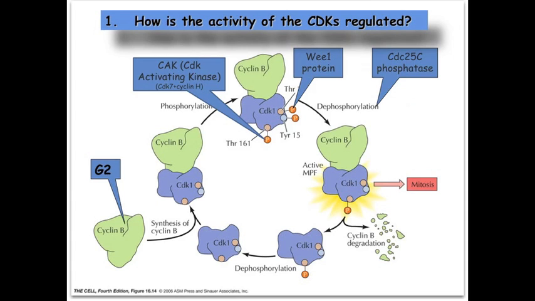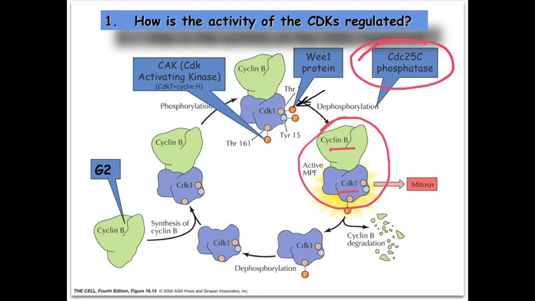And the elimination of that phosphate residue from CDK1 to fully activate CDK1 is performed by CDC25C, which is a phosphatase that is capable of eliminating the inhibitory phosphorylation that is made by Wee1, therefore rendering the complex between cyclin B and CDK1 fully active. And fully active MPF has the ability to drive the cell into mitosis.